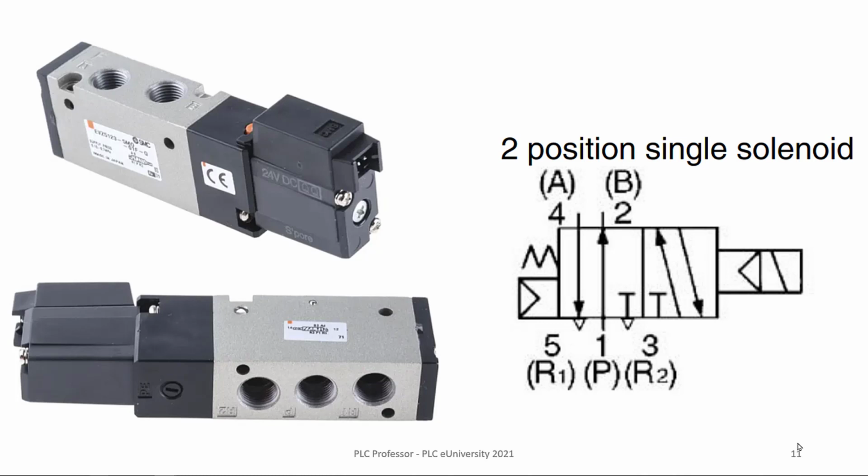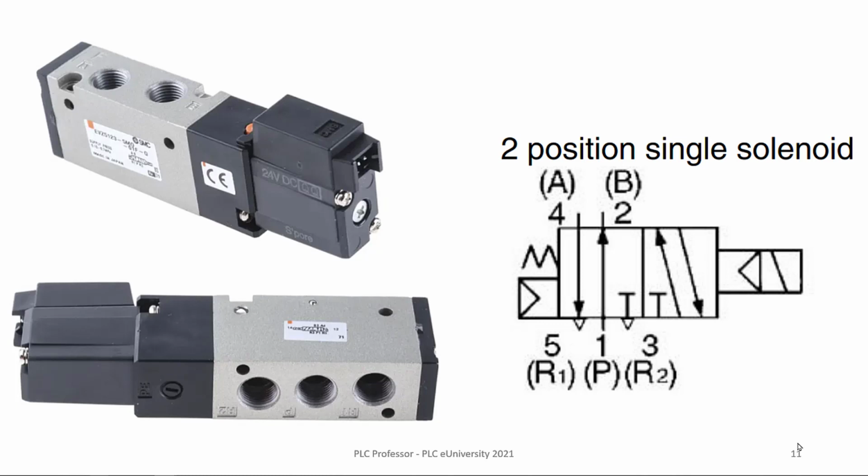Now, a single solenoid valve only has one solenoid, and that's indicated by the little rectangle on the right side that has a little arrow on it. That's electrical. On the other end, you see the symbol for a spring, so it's spring return. So the electrical solenoid shifts the spool in one direction, and when you de-energize the solenoid, the spring pushes it back. So that is a single solenoid, two-position valve.